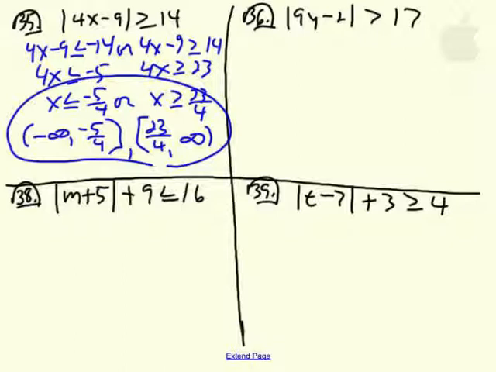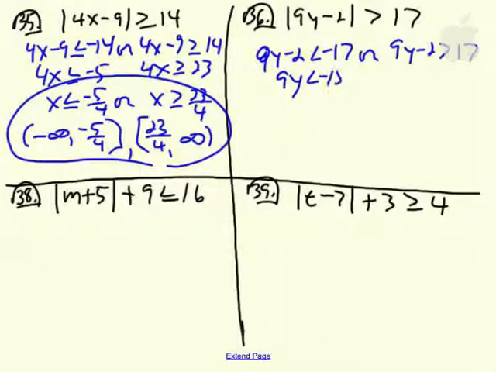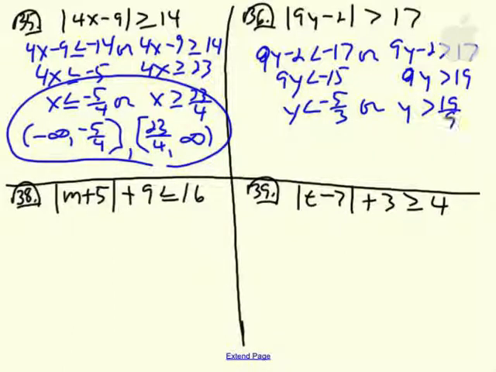Well, anyway, wings again in 36. 9y minus 2 has got to be to the left of minus 17, or 9y minus 2 has got to be to the right of positive 17. So 9y is less than minus 15. Y is less than minus 15/9, which reduces to minus 5/3. Or, in the other case, 9y is greater than 19, so y is greater than 19/9. And here's the interval that goes with that.